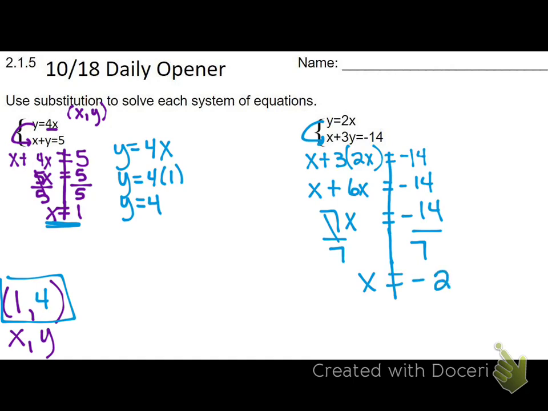Okay, so where do I put this -2? In the next spot. In the x spot. Okay, now what can I use the -2 to help me find? Y. The value of y, okay?